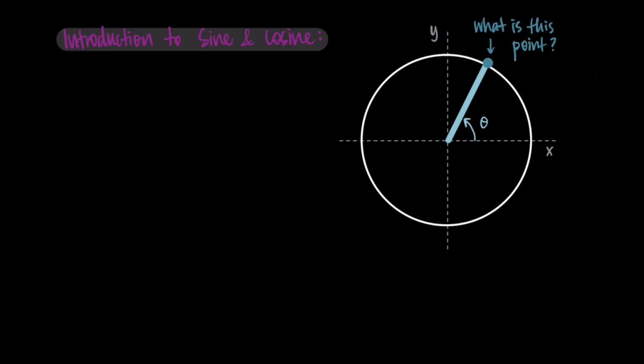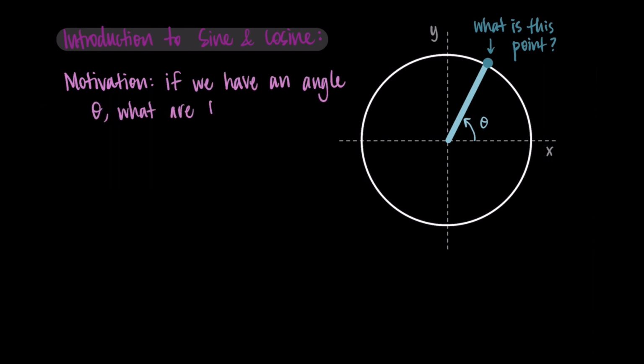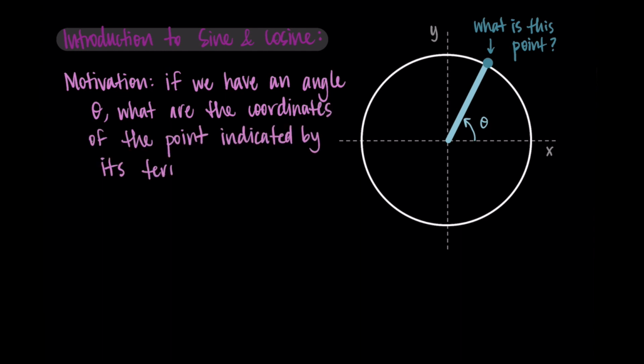Well, being able to use the angle and then find more information, like the point associated to it, could be really powerful. So this is something we're interested in doing, is if we just know the angle of some situation, what is the point that it's pointing to? So to write that out, we would say that if we have an angle theta, we want to know what are the coordinates of the point that are indicated by its terminal side. So that's just a more formal way to say what I sort of explained more casually.